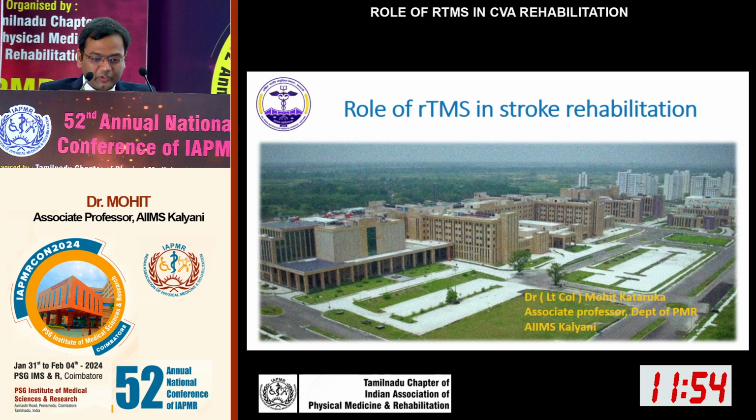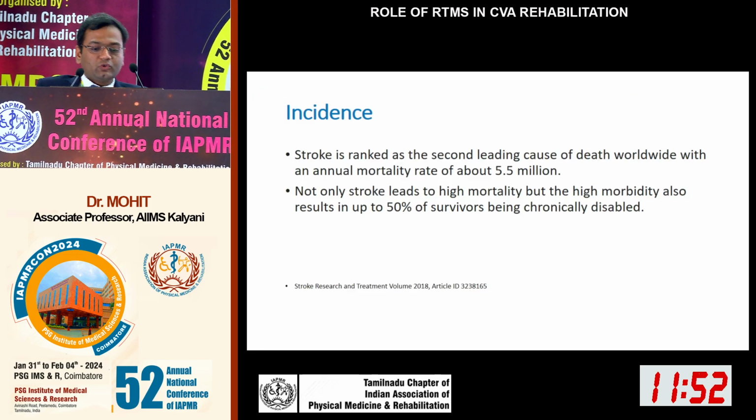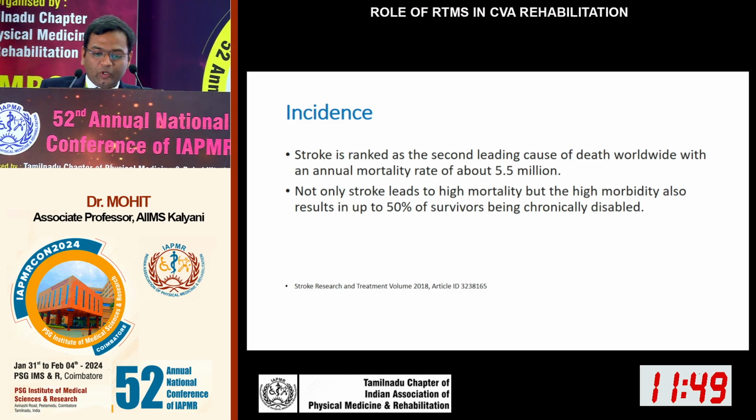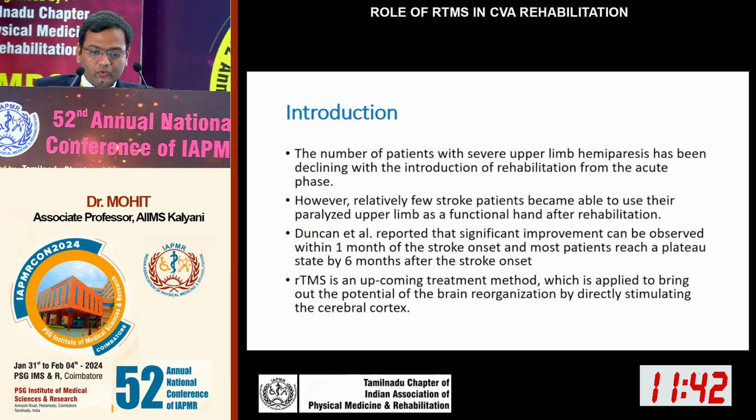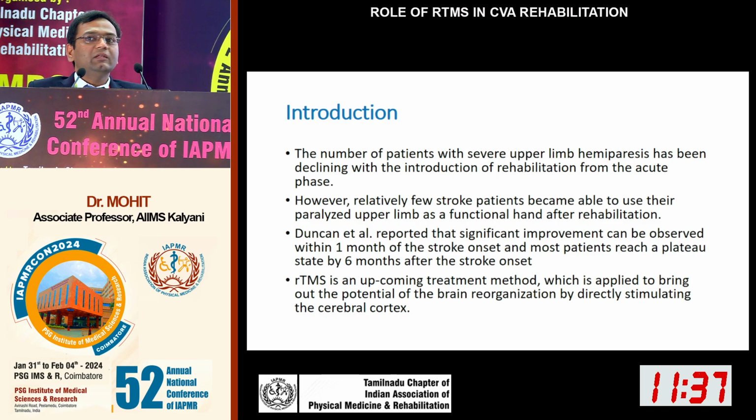This is my institute where I'm working. As we all know, stroke is ranked the second leading cause of mortality worldwide, and it causes severe morbidity in survivors. The number of patients with severe upper limb hemiparesis has been declining with the introduction of rehabilitation, but even with rehabilitation, less than 50% of patients are able to use their hand properly. So RTMS is an upcoming treatment method applied to bring out the potential of brain reorganization by directly stimulating the cerebral cortex.